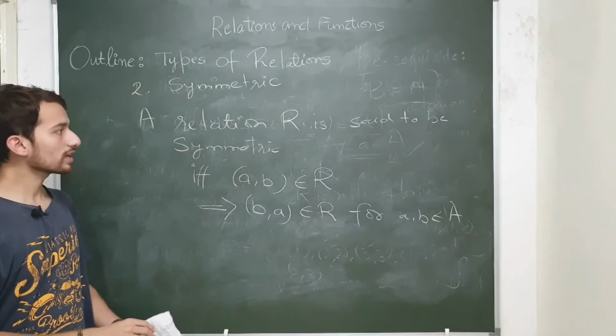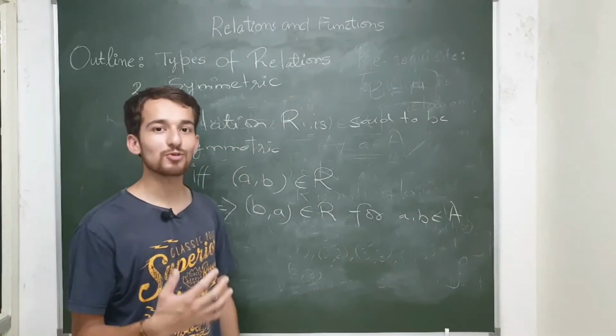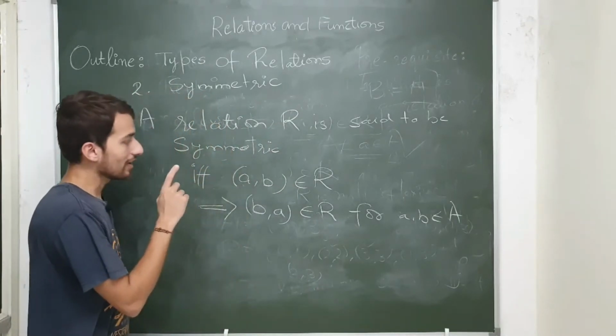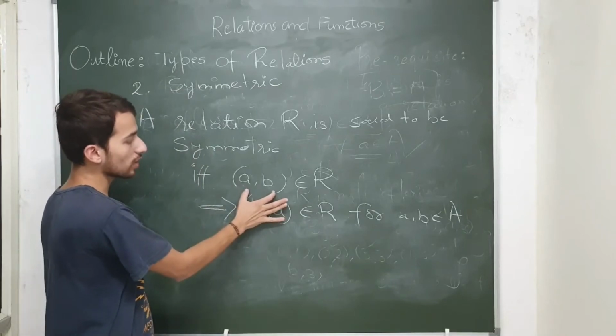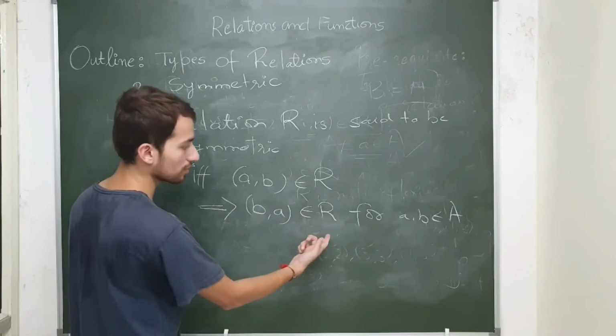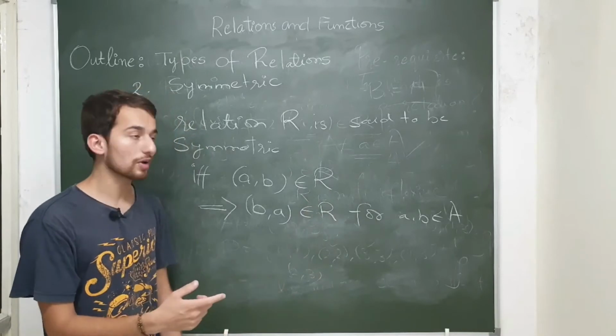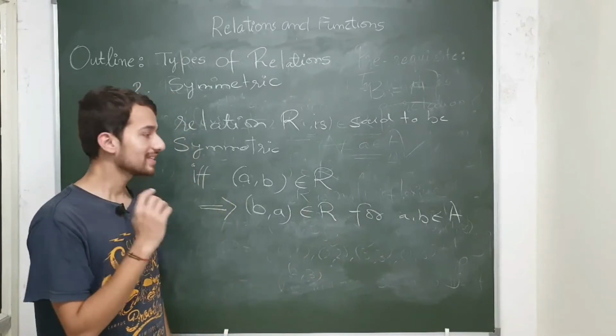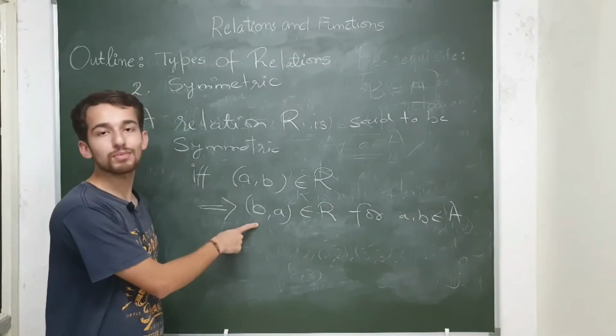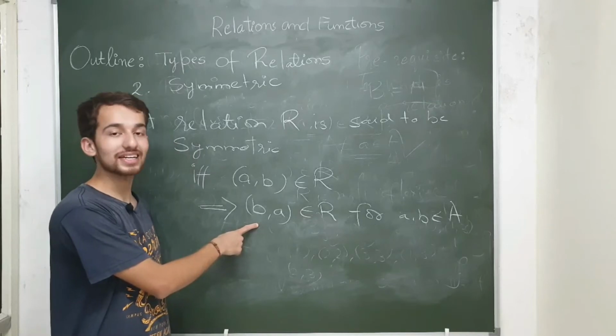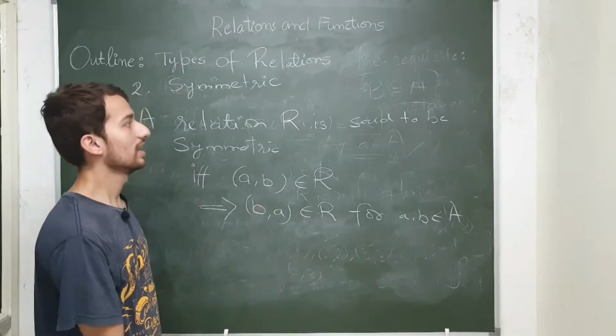Fine. So what is the definition? A relation is said to be symmetric when, whenever this component is belonging, then this should also belong to the relation. It should not hold that this is belonging and this is not belonging to the relation. In that case we will say that the relation R is not symmetric.